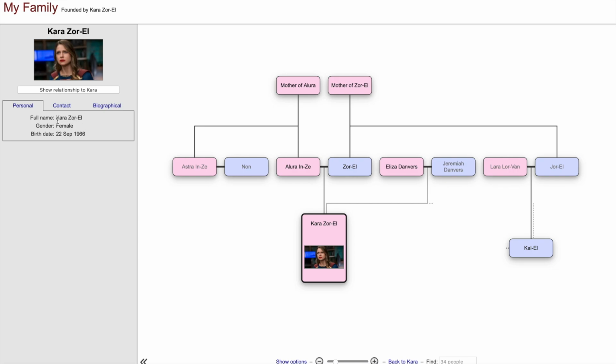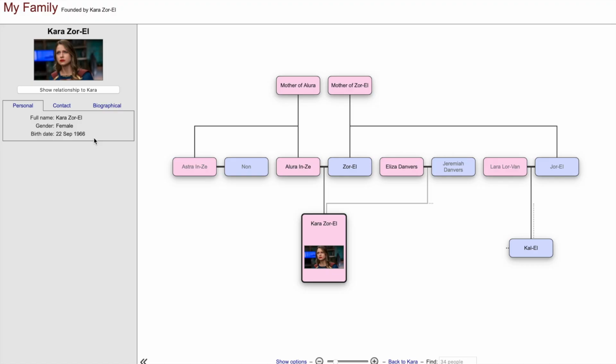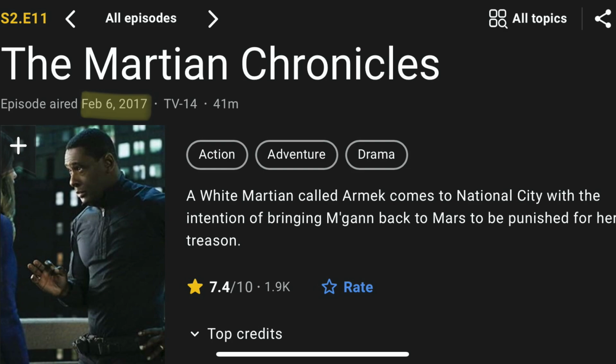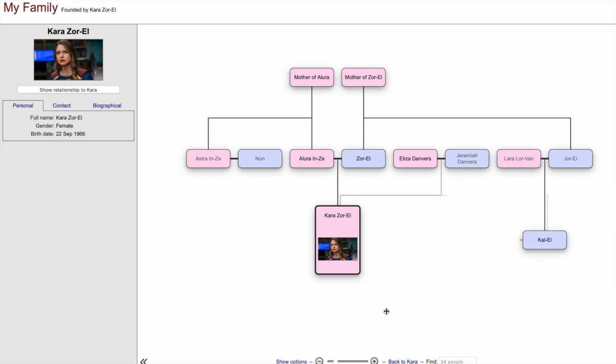We have over here in the corner Kara Zor-El, birthday September 22nd, 1966. We don't actually know Kara's birthday in the show. It's never stated. She did have an Earth birthday. I think that episode aired sometime around February, so we could say that her Earth birthday is the day that the episode aired. But that's not the day she was born. So this is just the day that the Supergirl character was created. The character of Kara Zor-El was created September 22nd, 1966. So if we're going by that, that's when she was born. Anyway, let's just dive right in.